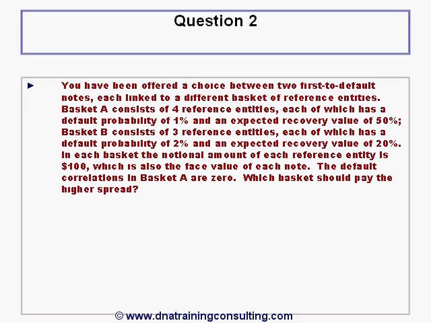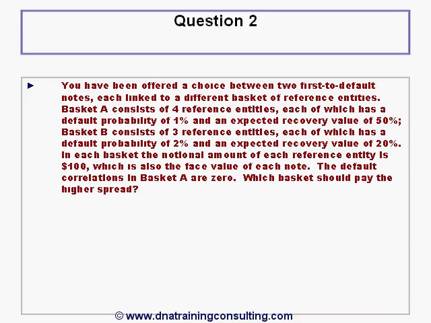Basket A consists of 4 reference entities, each of which has a default probability of 1% and an expected recovery value of 50%. Basket B consists of 3 reference entities, each of which has a default probability of 2% and an expected recovery value of 20%.